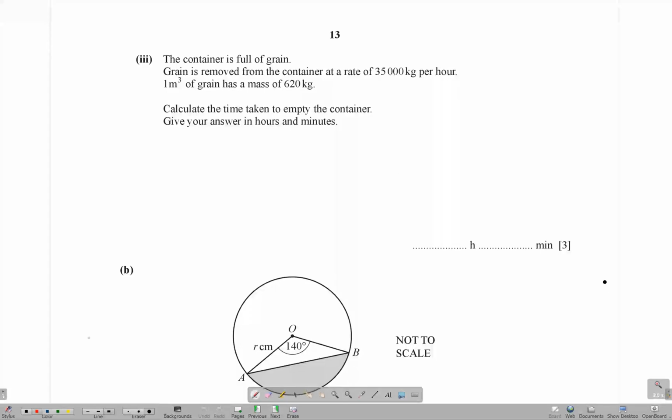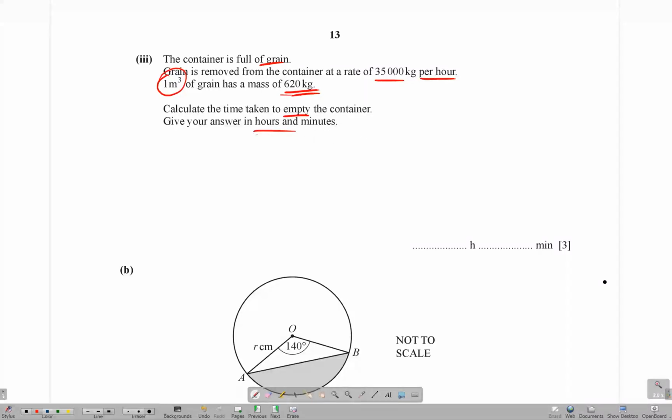Let's see. Okay, so now the container is full of grain. Grain is removed from the container at a rate of 35,000 kilograms per hour. Okay, so 1 cubic meter of grain has a mass of 620 kilograms. Okay, so knowing this, we can calculate the total mass of this container with grain, right? Because we have the total volume of the container. So if we want the total mass, we just multiply that with the 620 kilograms. Okay, so we need to calculate the time taken to empty the container. Give your answer in hours and minutes.